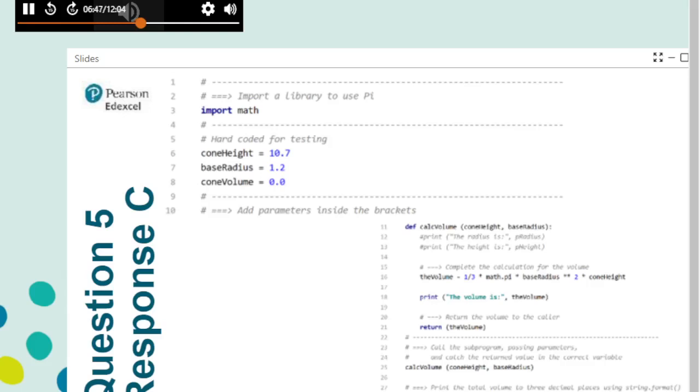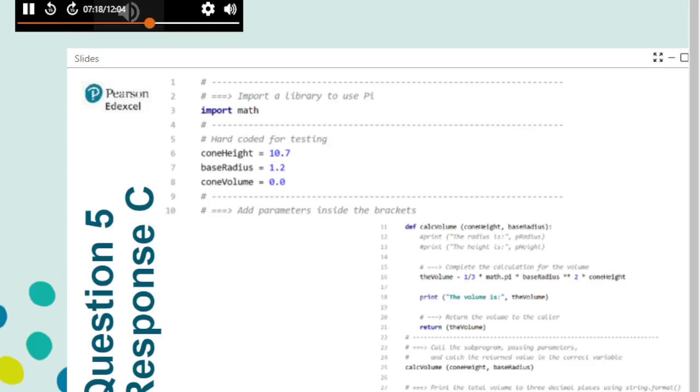1 mark for correctly translating the formula on line 16, and 1 mark for using math.pi constant on line 16. 0 marks for using the input parameters in the calculation, especially as lines 12 and 13 are commented out. 1 mark for the assignment of the calculation output to the variable volume on line 16. 1 mark for the return statement on line 21.